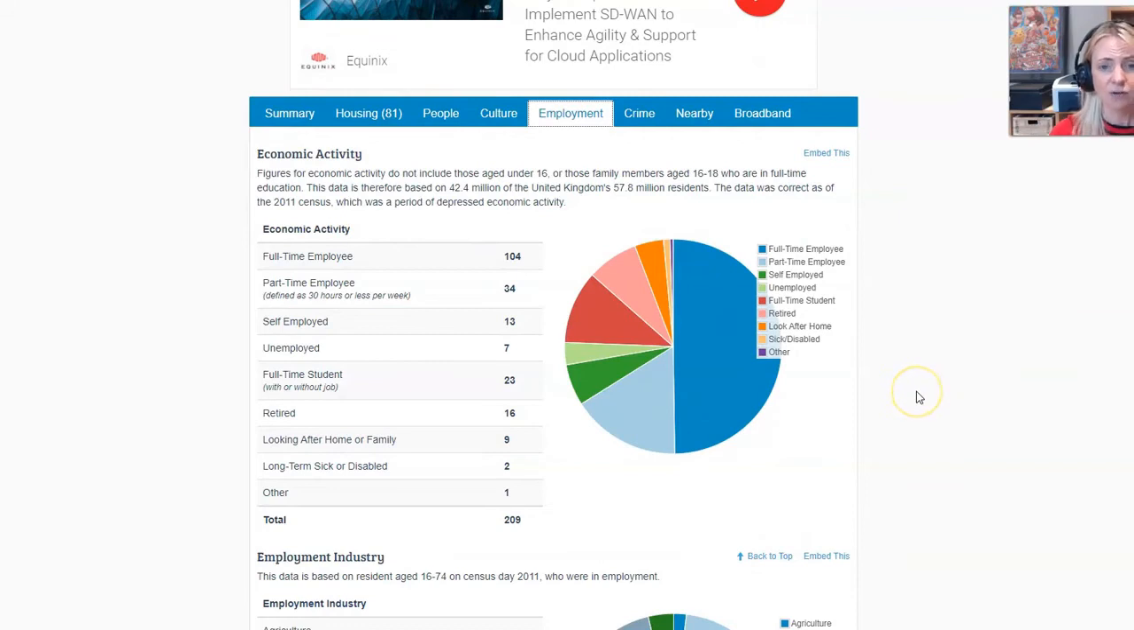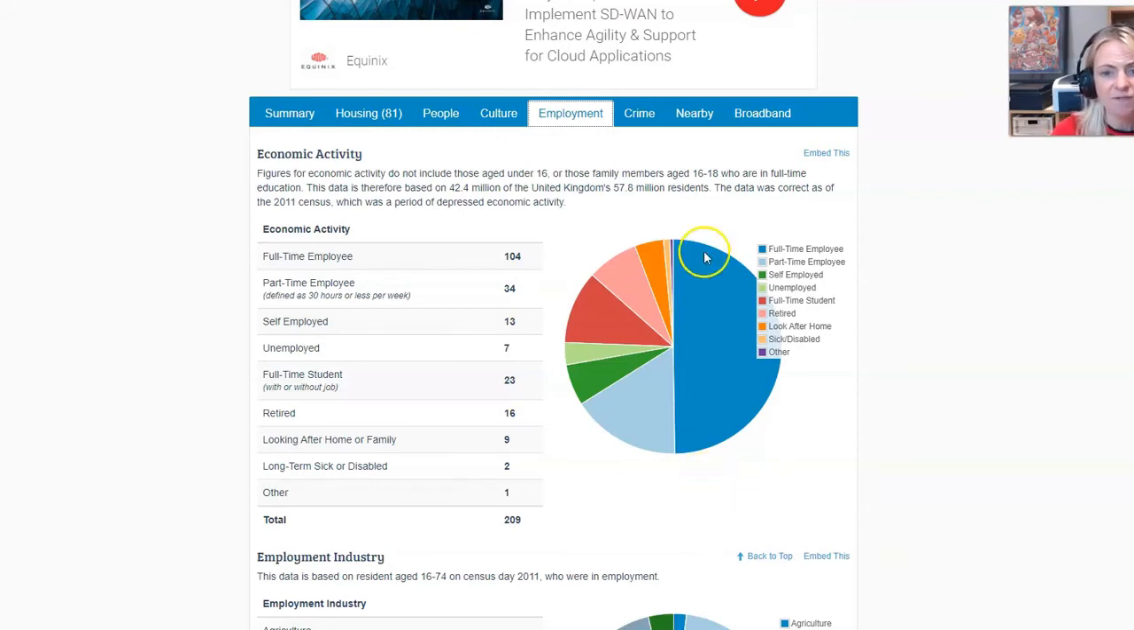So if we click on the Employment tab, you can see economic activity. And looking at this chart, we're looking at a total of 209 people, or 209 family members. So this comes from the 2011 census. So we're 9 years behind. We're due a new census soon. But this will tell you what it was like 9 years ago. And you can draw your own conclusions about whether things have changed or not since then.